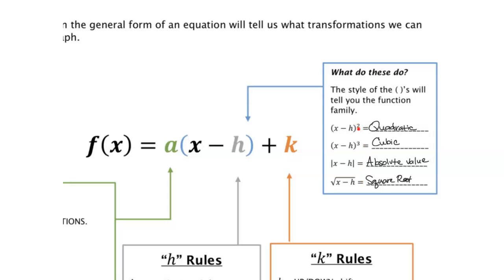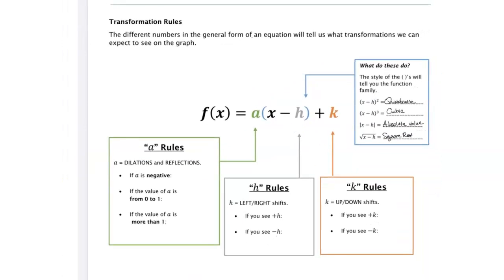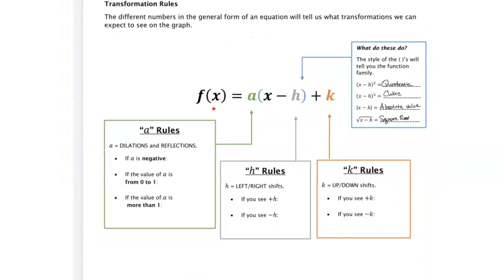So 2 as an exponent, quadratic. Exponent of 3, you're in the cubics. The bars, absolute value. And then if you see the square root symbol, you are part of the square root family. So that's a square root function. Okay. Other things to note within this general form of an equation.